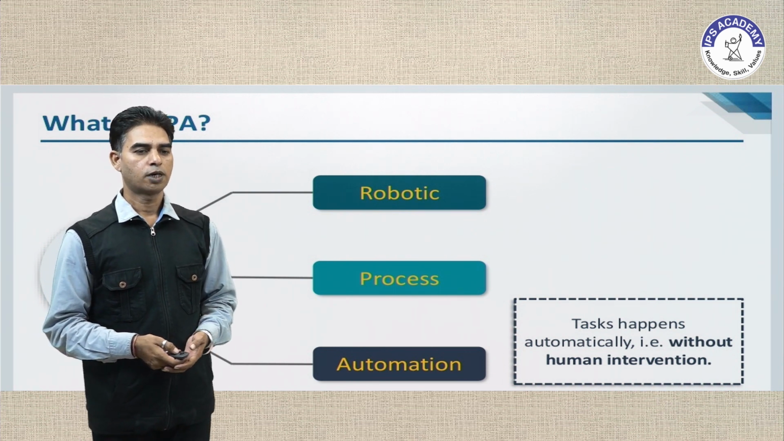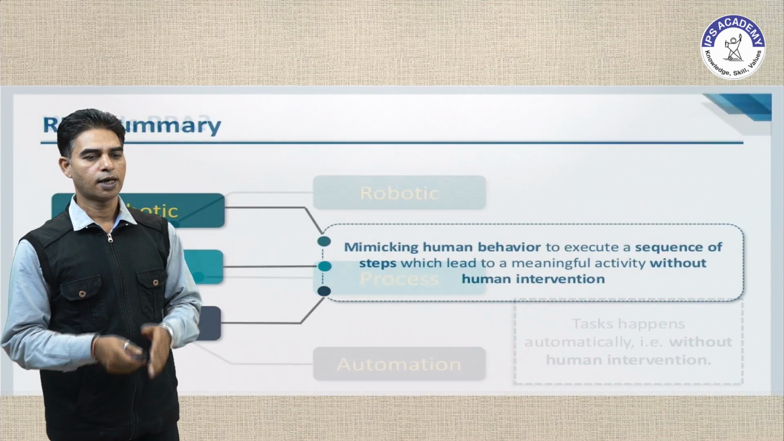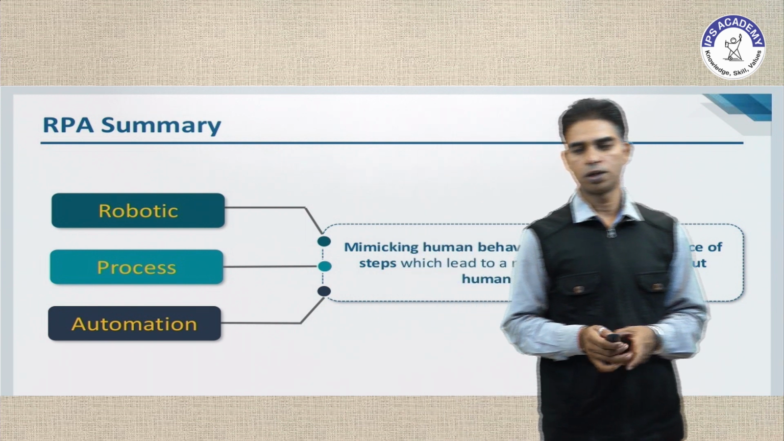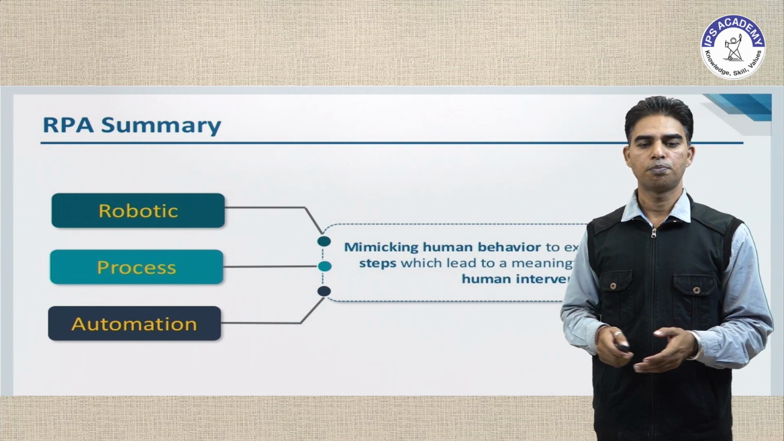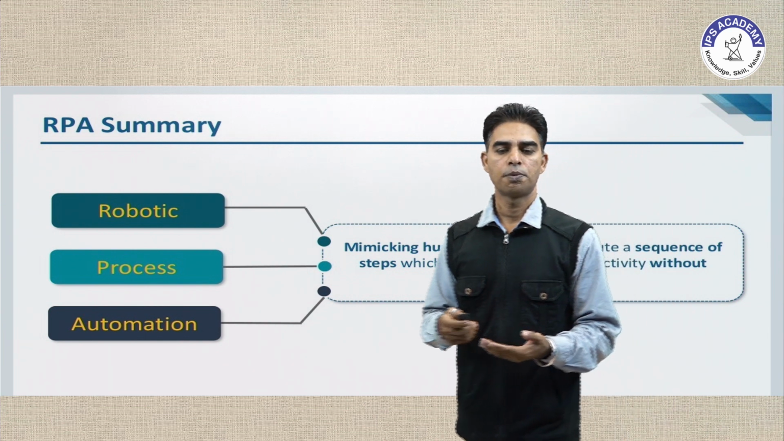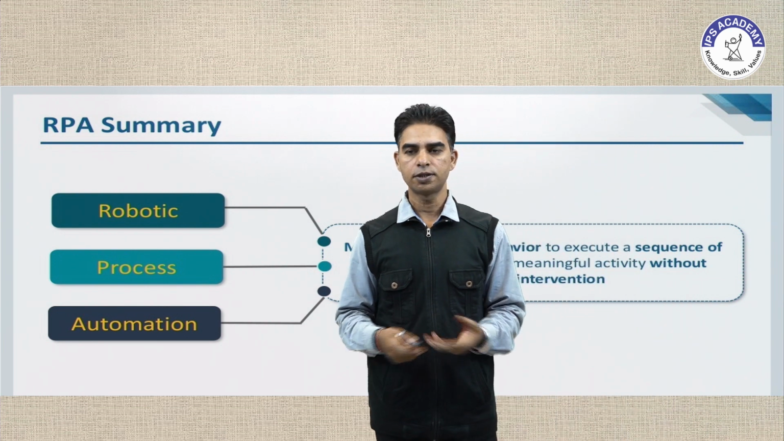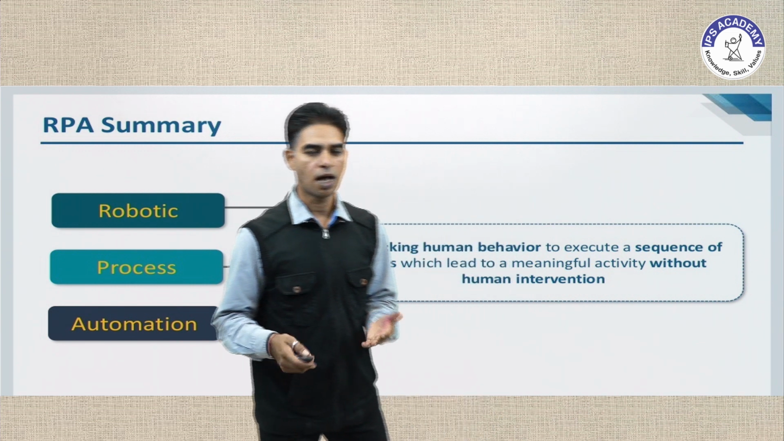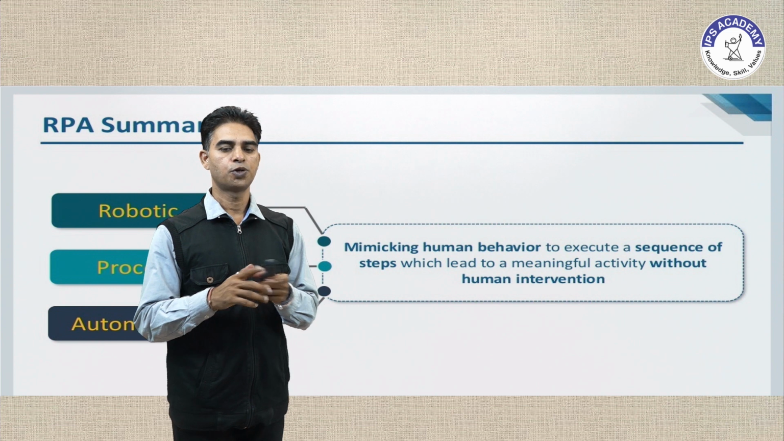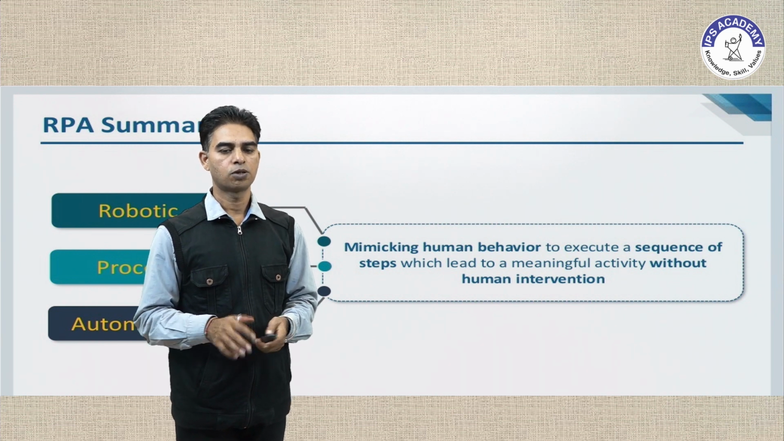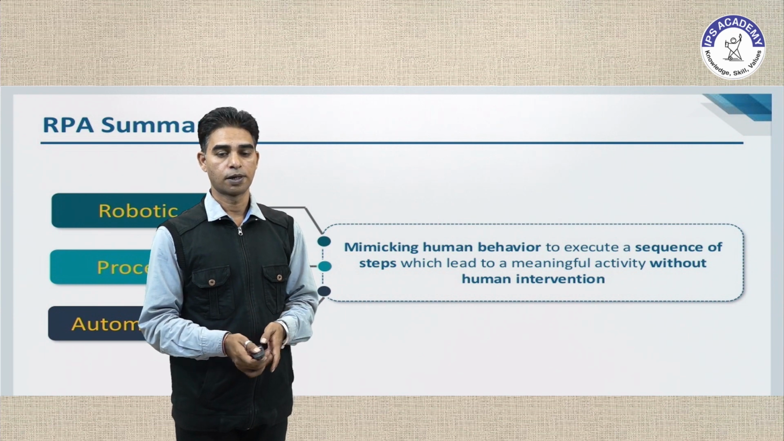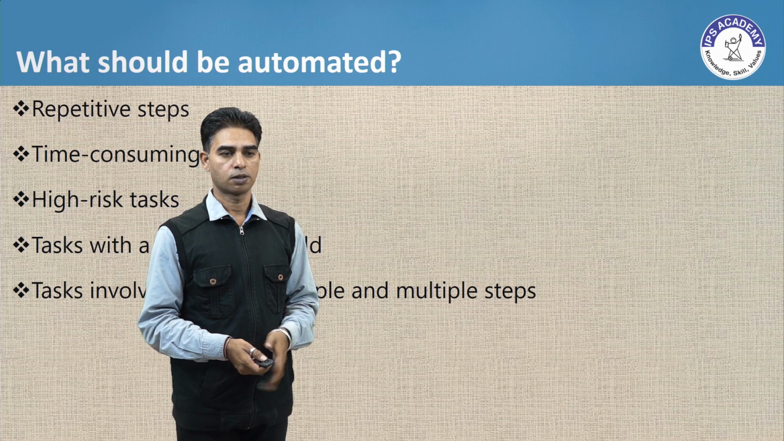Okay, so what is robotic process automation? We can combine these three terms and arrive at the result. It is mimicking human behavior to execute a sequence of steps which lead to a meaningful activity without human intervention. So without human intervention, you just mimic the process and how the process will work. This is the RPA summary.